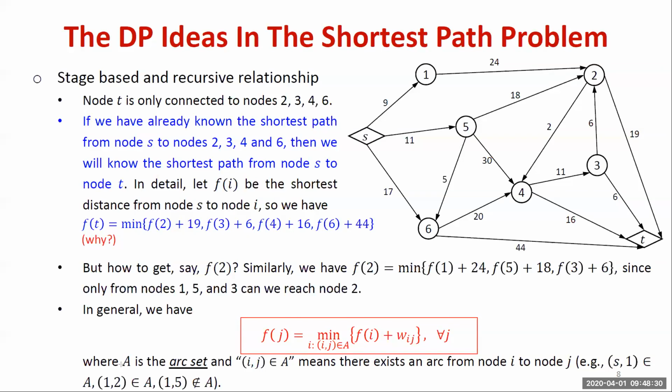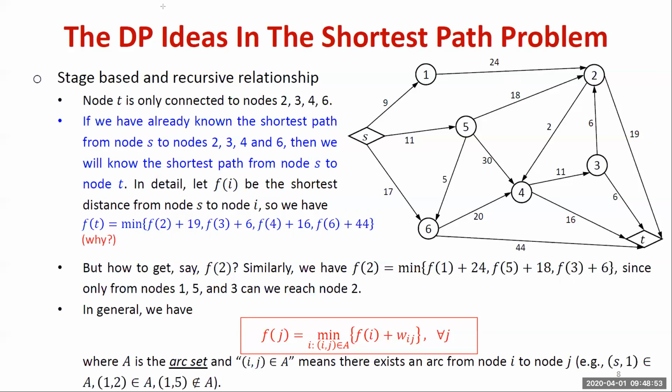Okay, and here A is the arc set. (I, J) is in A means there exists an arc from node I to node J. For example, (S, 1) is in A. Why? Because yes, there's an arc from S to 1 in the graph. (1, 2) is also in A. Why? Because there's an arc here from 1 to 2.